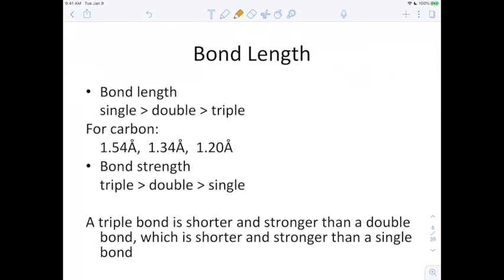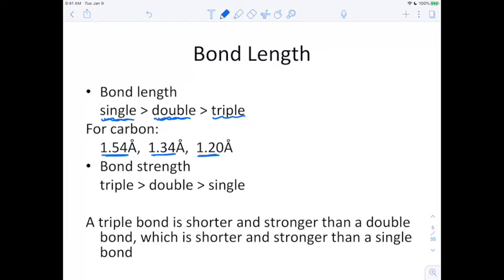All right, so next up, bond length. Here what we see is the single bond is longer than a double bond, and the triple bond is the shortest. So here we're just looking at carbon, but it applies to all of our chemical bonds. The single is 1.54, the double is 1.34, and the triple is 1.20.